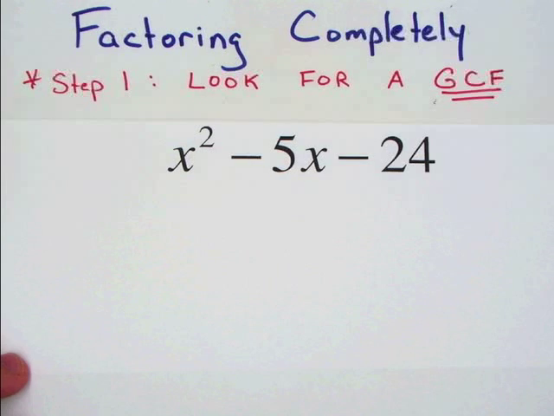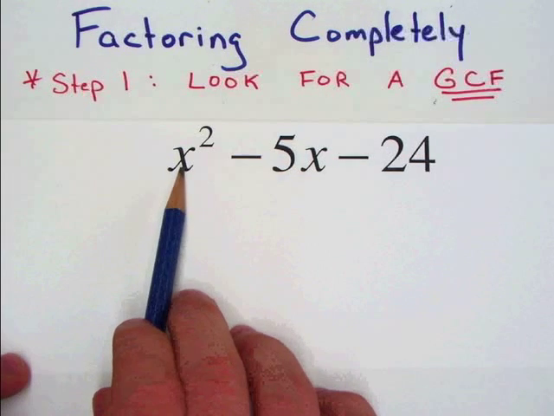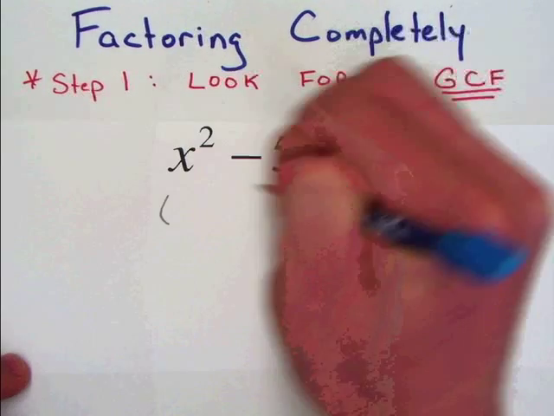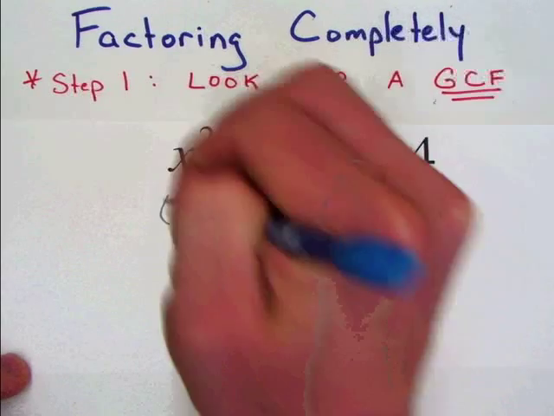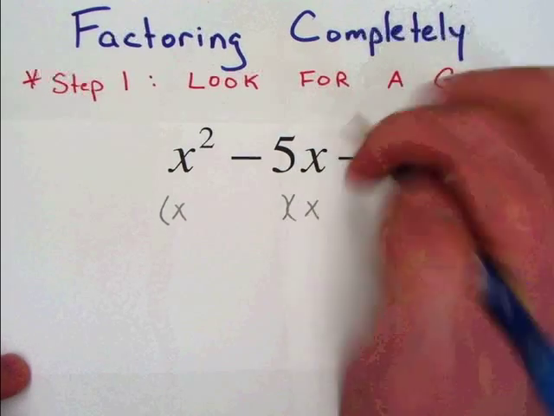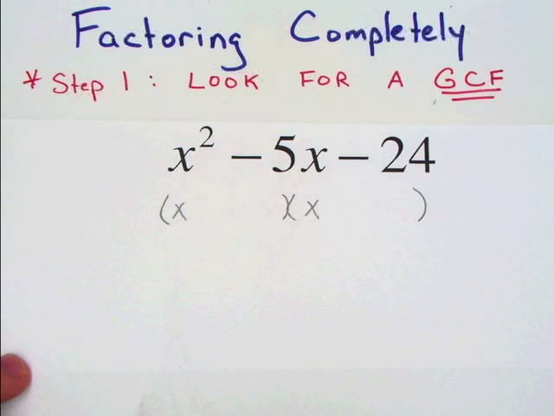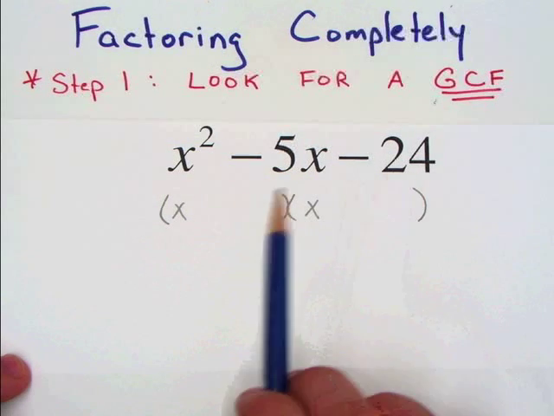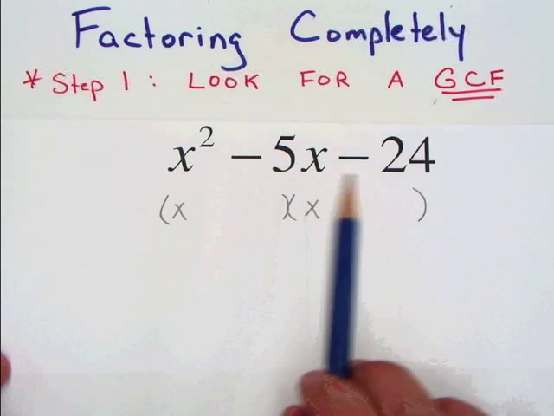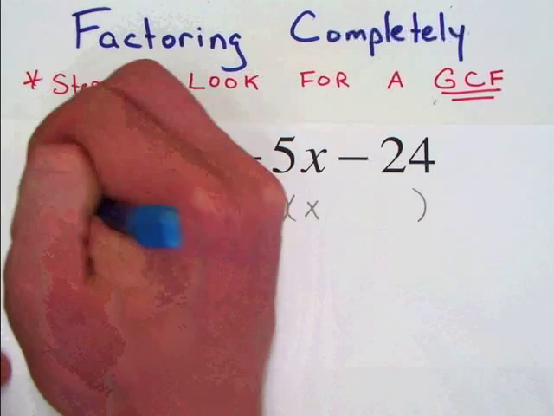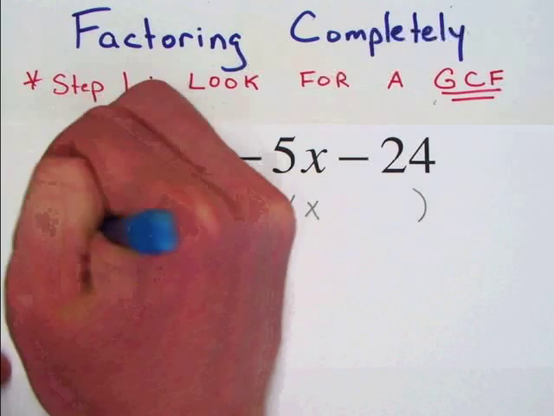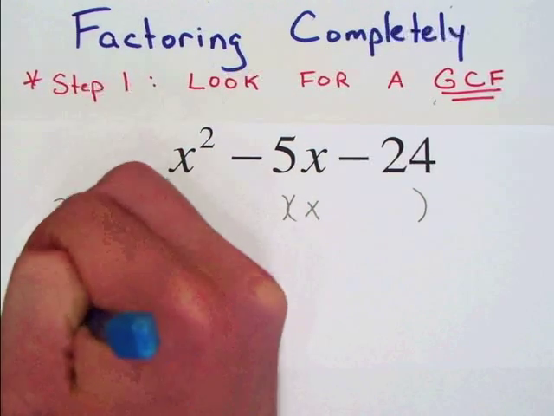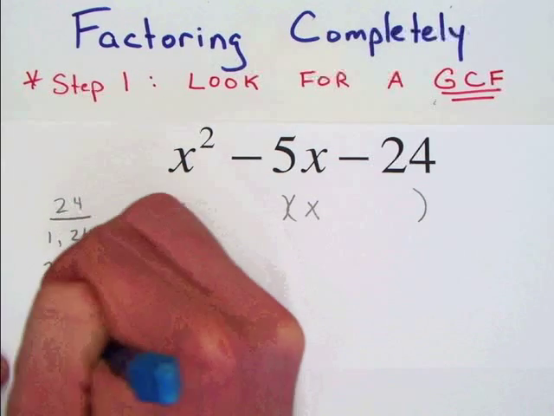Next, we will factor a trinomial with the leading term x squared. This type of polynomial will factor into the product of two binomials. The first term in both of those binomials will be x. To factor this trinomial, we will need to determine two numbers that multiply to negative 24 and add to negative 5. To do this, we'll list the factors of 24. 1 and 24, 2 and 12, 3 and 8, 4 and 6.